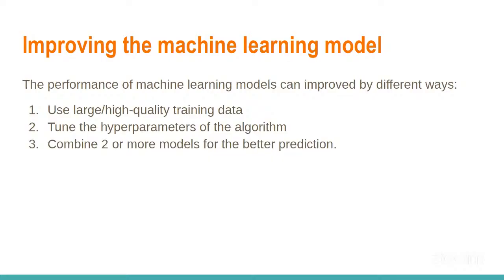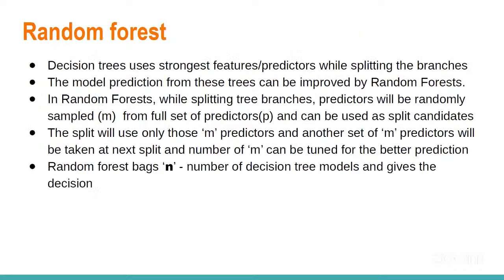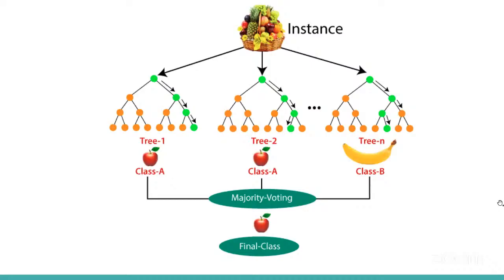So what I'm trying to say here is when you combine different models, or in this case decision trees, better will be the performance of your resulting downstream models. And that is where random forest comes into the picture. You can see this picture. Let's say this is a basket of fruits. I want to check whether there is apple here or banana here.